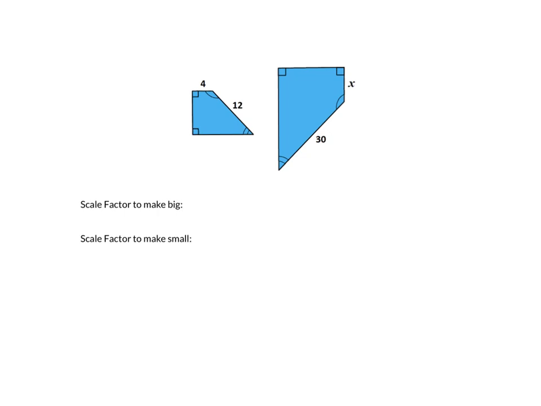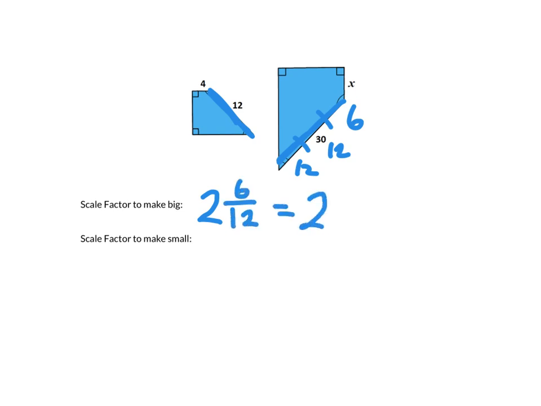All right, as we solve it, we're looking for corresponding sides. So we're saying that 12, how many 12s does it make to make a 30? So I've got 12, 24, so another group of 12. And that gets me to 24, and then I need 6 more. So I need 2 full 12s, and the last one is only 6 out of the 12, and that is equal to 2 and a half. 2 and a half is equal to 5 halves, so the scale factor to make it small would be 2/5.